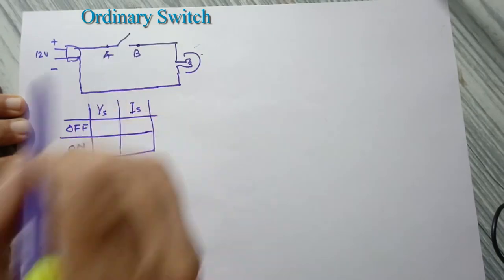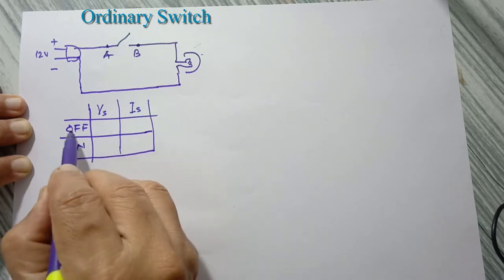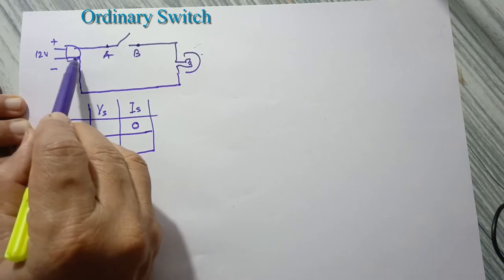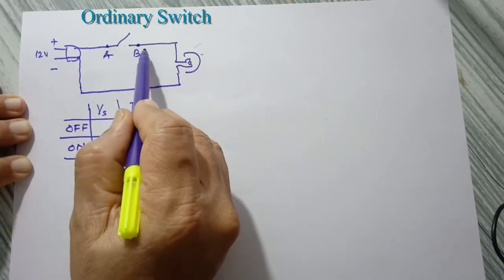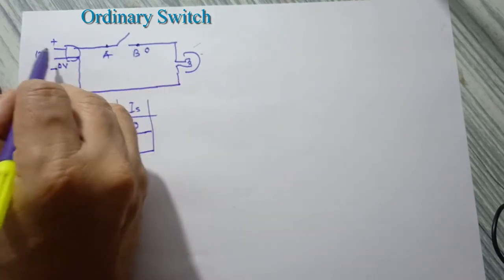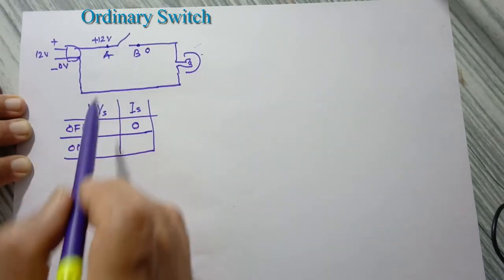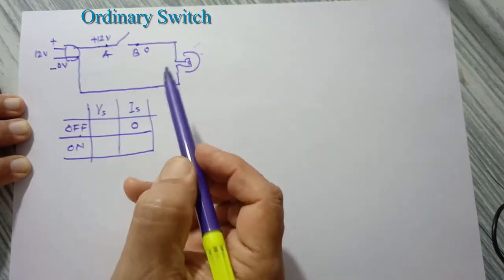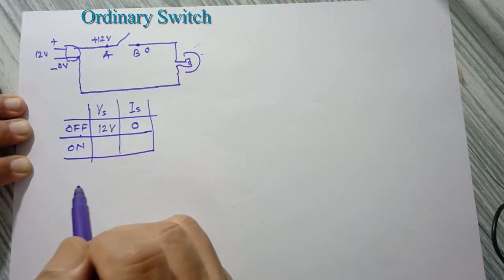Now consider that this switch is open. Open means there is an infinite resistance, no current flows. So when the switch is off, no current flows. Look at this circuit. This terminal goes through the lamp and reaches here. So this is the negative terminal, or you may call this the zero volt line. And this positive 12 volt appears here. So when the switch is off, the entire source voltage appears across the switch. So voltage across the switch is 12 volt and no current flows.